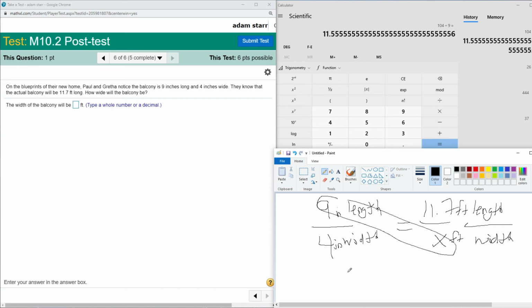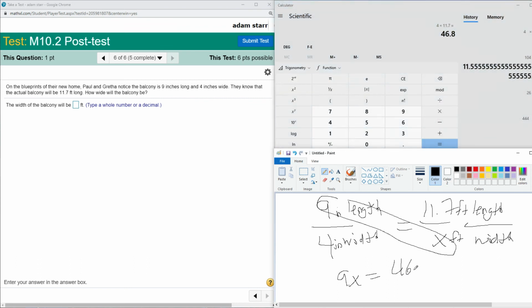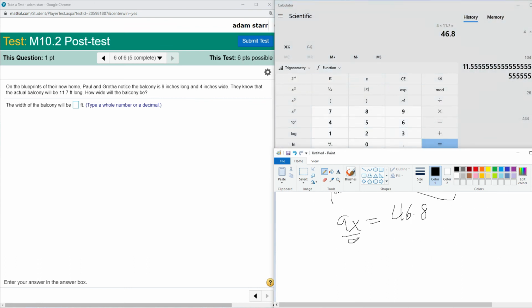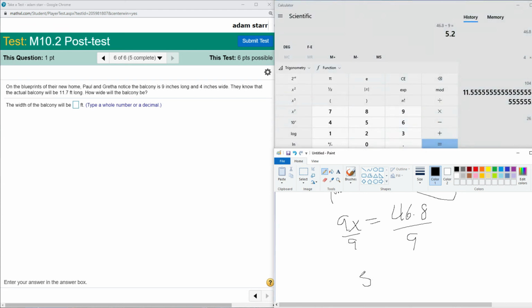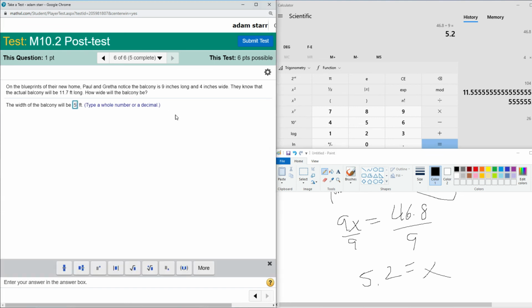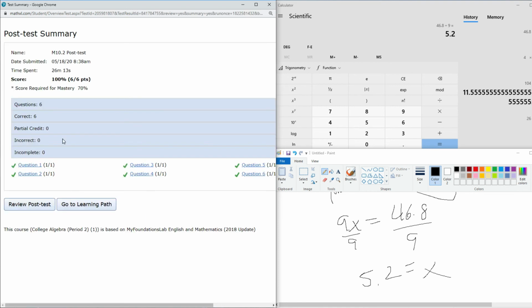I have 9 times x, which is 9x, equals 4 times 11.7, which is 46.8. And then to solve, I'm going to divide both sides by 9. And I get 5.2 is equal to x. And it says a whole number or a decimal, so 5.2 feet is fine. And that is the last question. Okay, so that is it for 10.2's post-test.